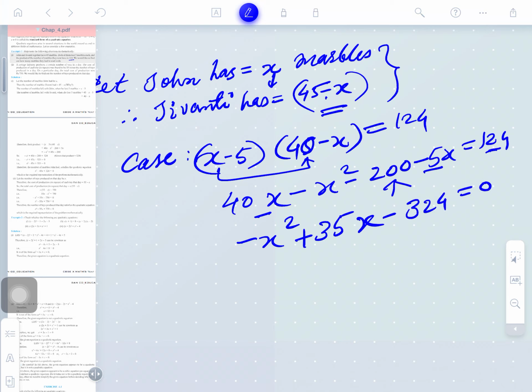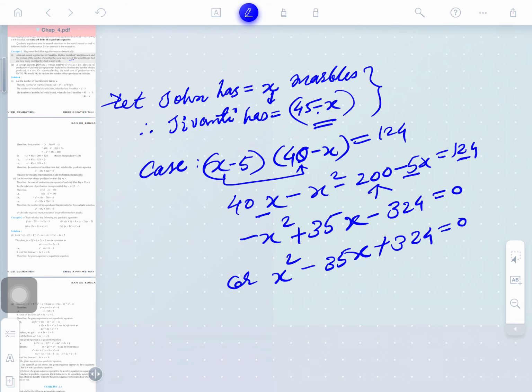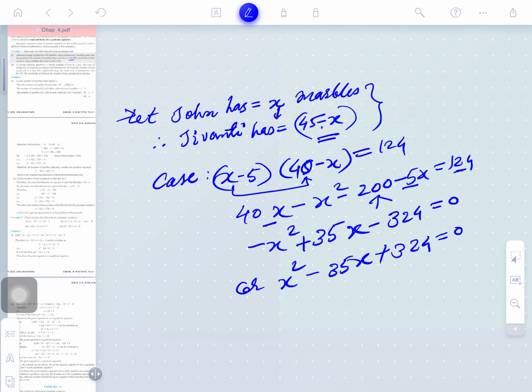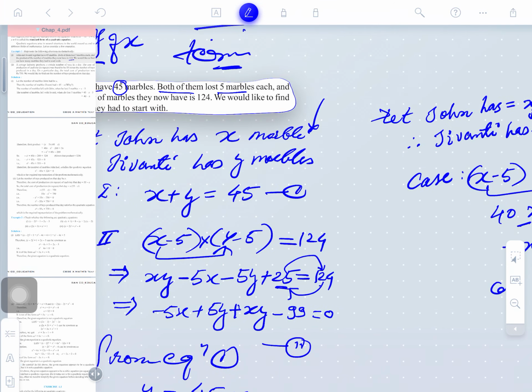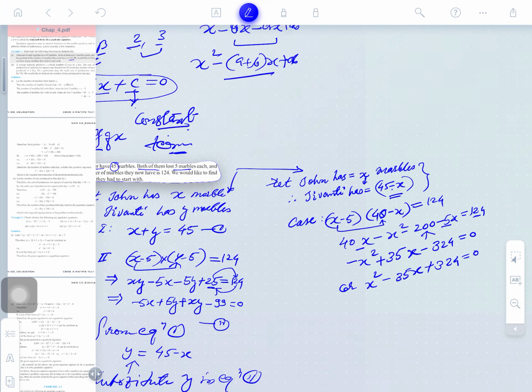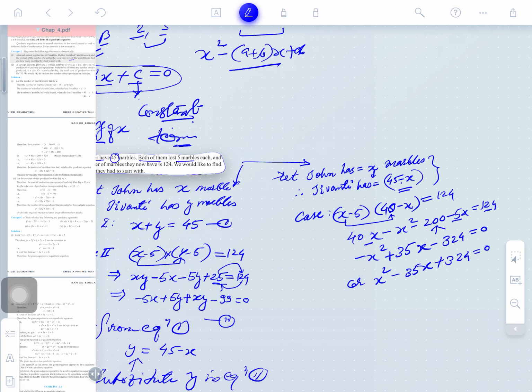Yes, 324 is there. So, what typical equation is coming here? X square minus 45x plus 324. This is also a quadratic equation. And if I ask one thing, which method do you like most here, method 1 or method 2? Then you will say, sir, method 2.